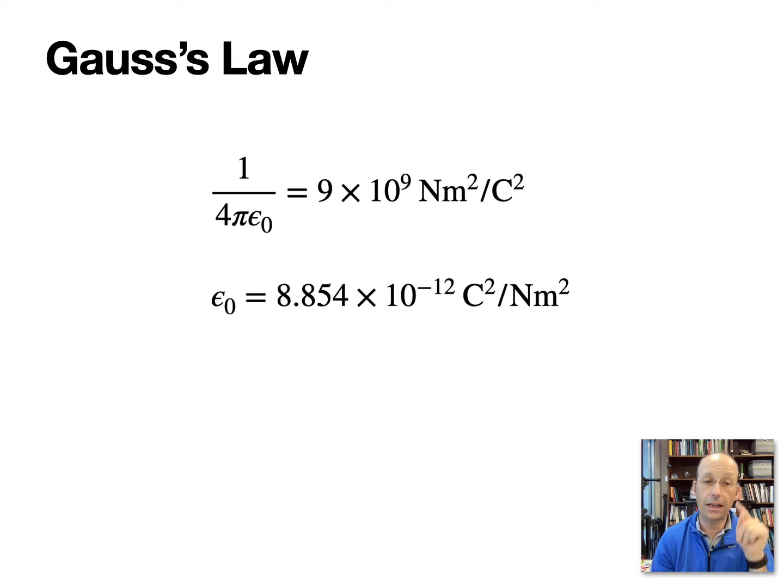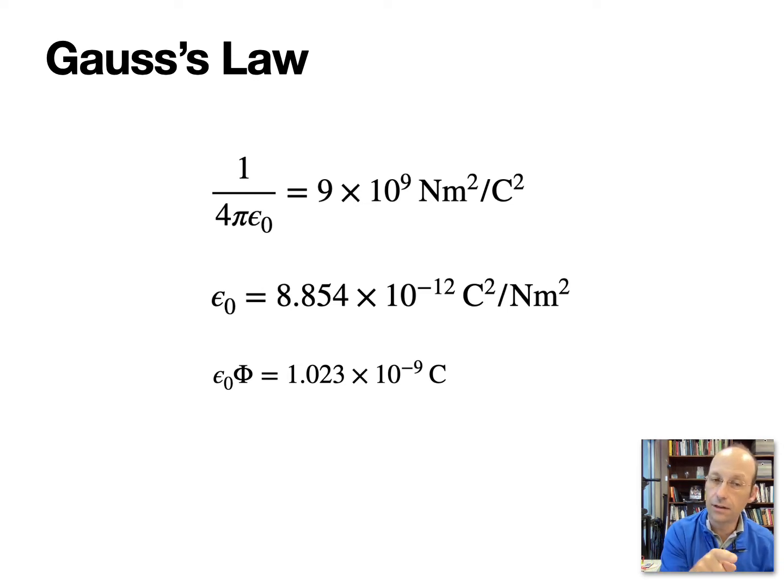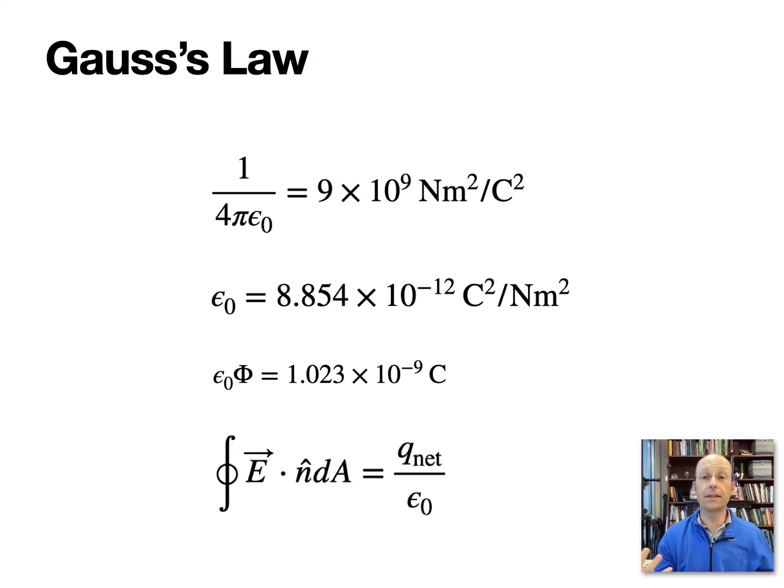In this case, if I take that number and multiply it by the flux that I just got, I get epsilon naught times the flux is about 1 times 10 to the negative 9th. And guess what? That has units of coulombs, and that is around 1 times 10 to the negative 9th. The charge inside the box was 1 nanocoulomb, 1 times 10 to the negative 9th coulombs. So if I take the flux through the box and multiply it by epsilon naught, I get the charge inside that box. And this is Gauss's law.